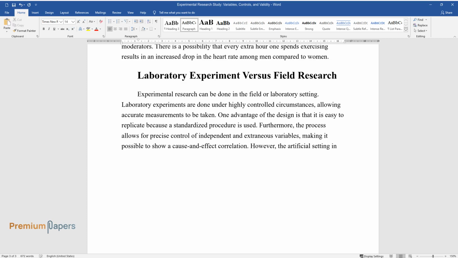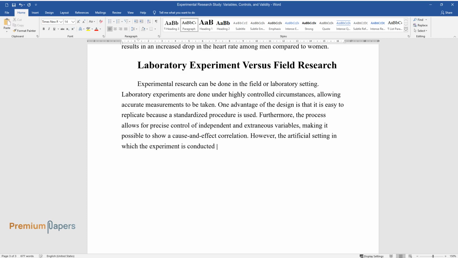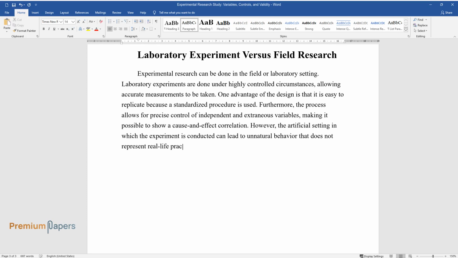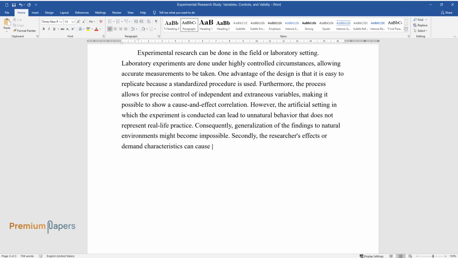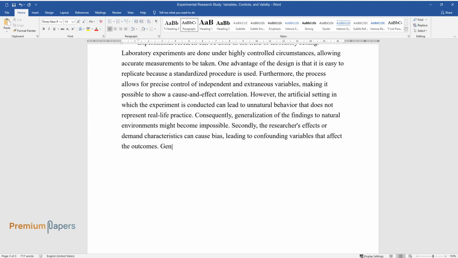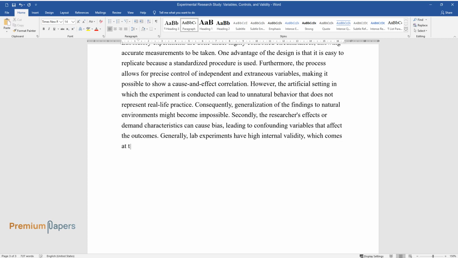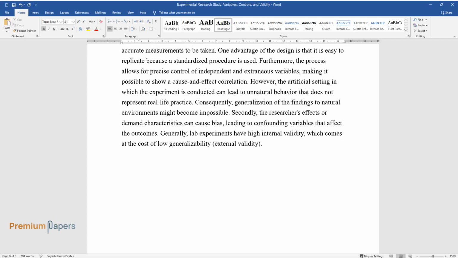However, the artificial setting in which the experiment is conducted can lead to unnatural behavior that does not represent real-life practice. Consequently, generalization of the findings to natural environments might become impossible. Secondly, the researcher's effects or demand characteristics can cause bias, leading to confounding variables that affect the outcomes. Generally, lab experiments have high internal validity, which comes at the cost of low generalizability, or external validity.